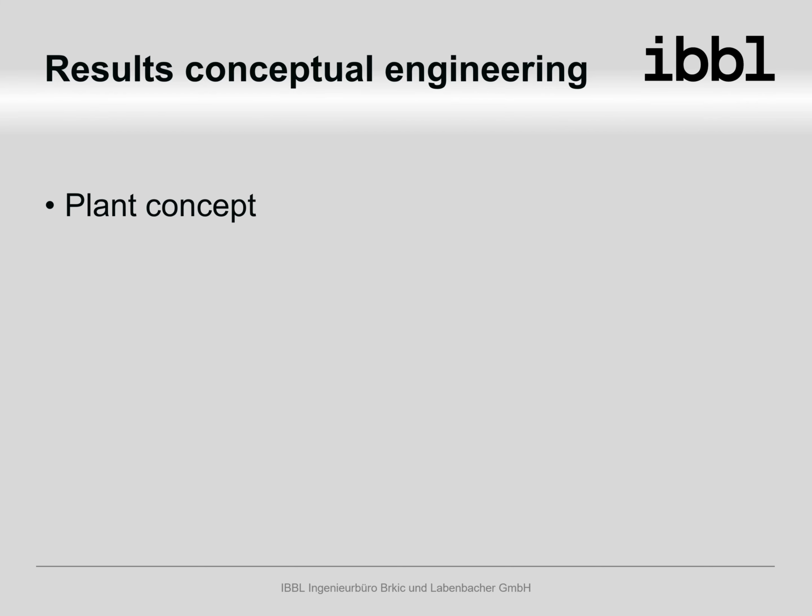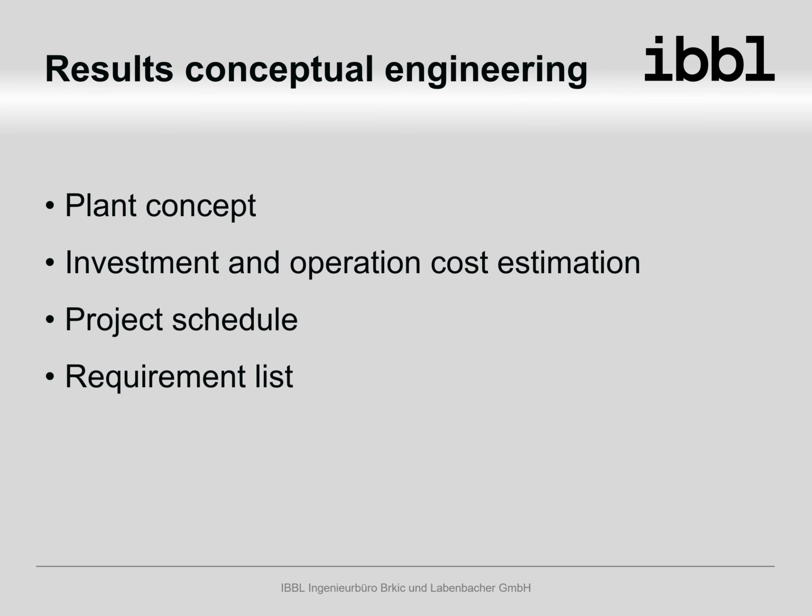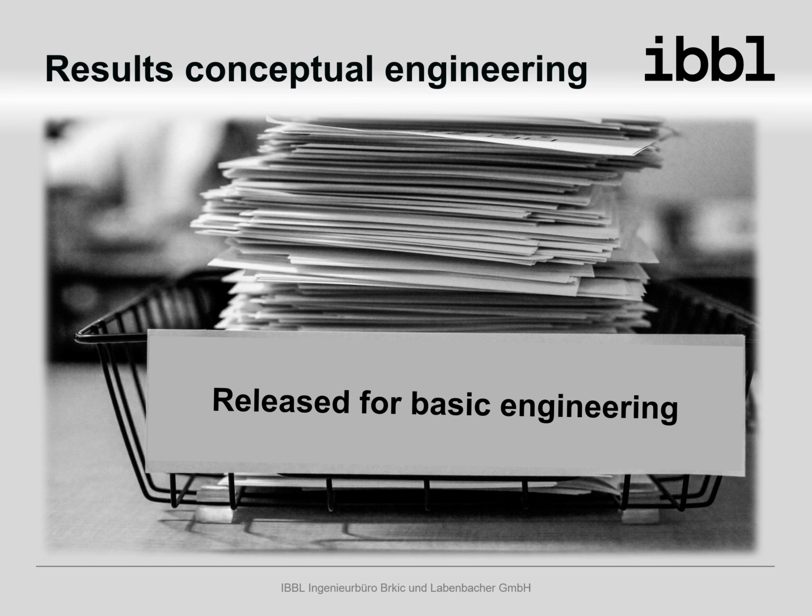First we have the plant concept. For this concept there is a project and operation cost estimation available. A first project schedule is available, and there is a list of project requirements. The comments from the stakeholders provided during the discussion and decision about the plant concept are included in the list. So, the concept was released for the basic engineering.